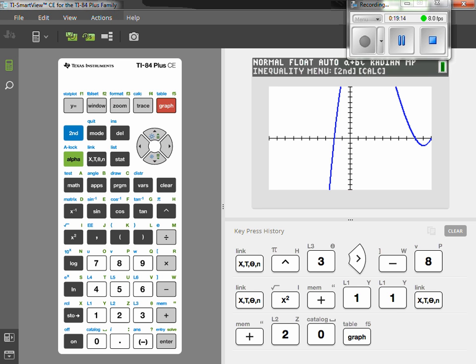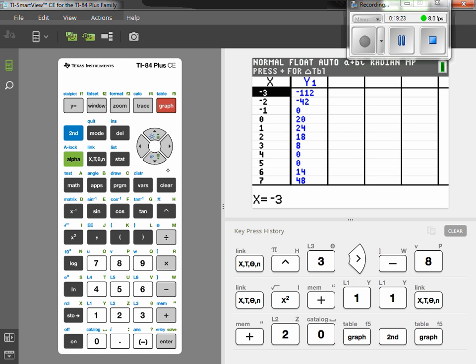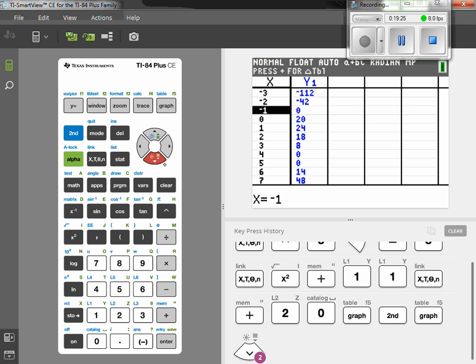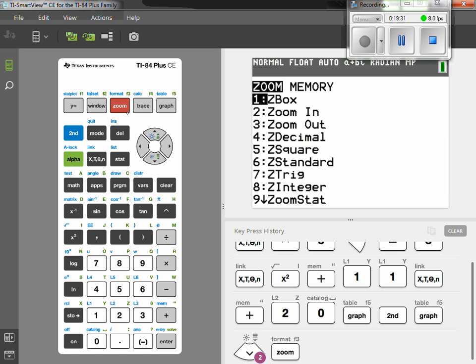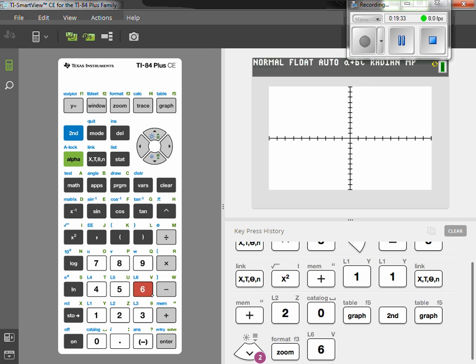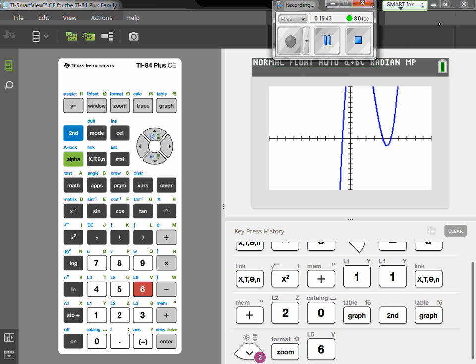Hey, actually, negative 1 worked, didn't it? I know it's wrong. Zoom 6. There we go, that looks better. So negative 1 does work, yes? Also 4 and 5. Okay, so now I know some zeros.